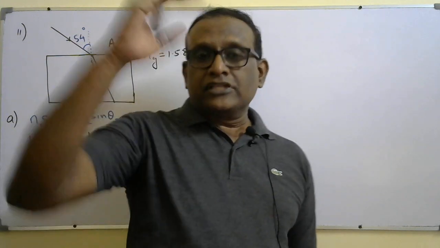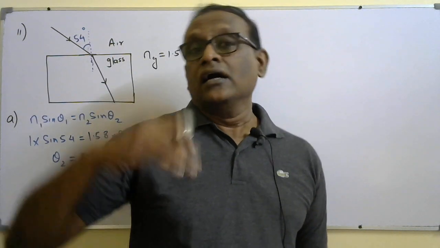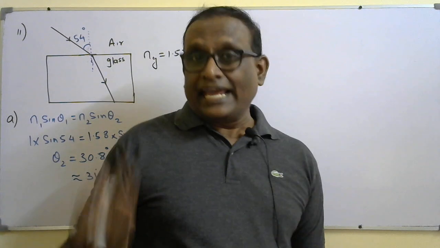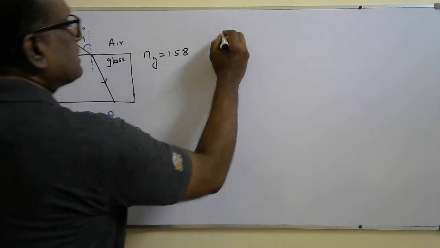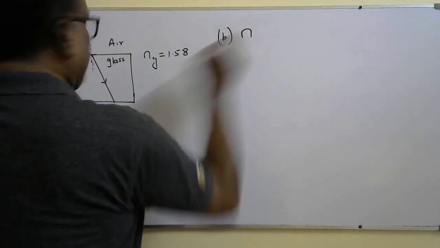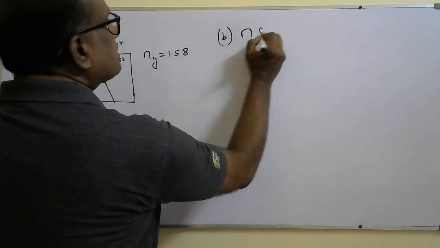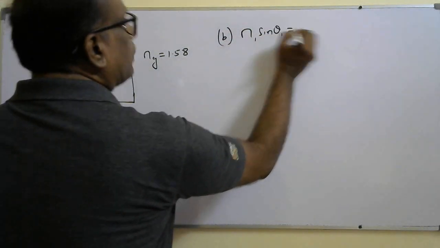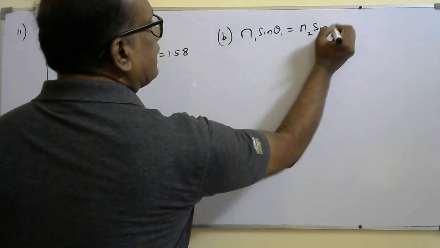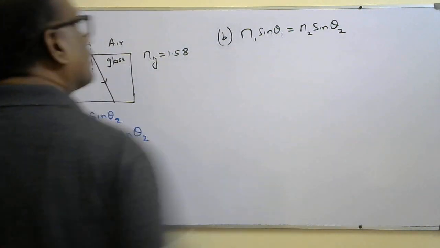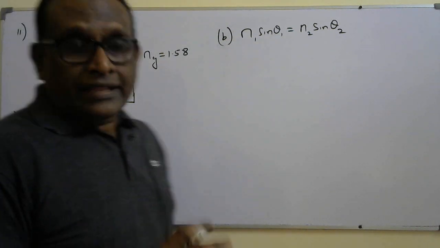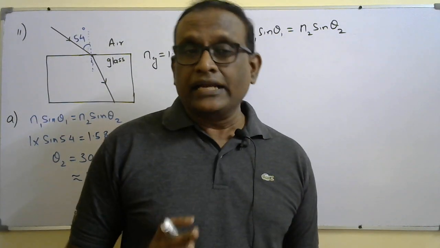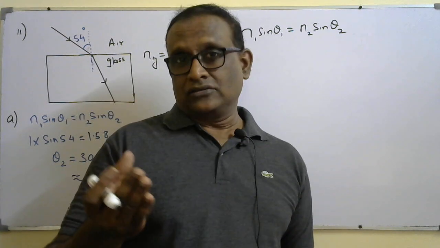But sometimes if the two media are different, and none of them is air, then you might go wrong. So I usually tell the students to use the same equation, n1 sin θ1 = n2 sin θ2, right? So here, calculate the value for the critical angle at the boundary between this type of glass and air. The critical angle will occur when light travels from glass to air.